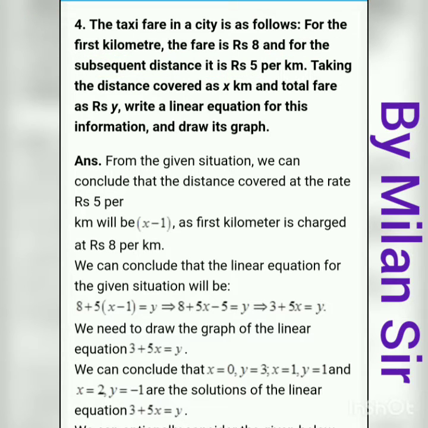So total fare y is equal to total distance covered, x kilometer, right? But for the first kilometer it is 8, it is fixed. So always we need to add 8, because for the first kilometer it is a fixed rate of 8. So total fare y is equal to 8 plus.